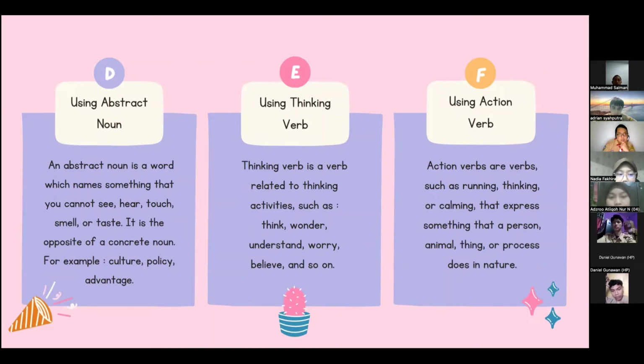E. Using thinking verb. Thinking verb is a verb related to thinking activities such as think, wonder, understand, worry, believe, and so on. F. Using action verb. Action verbs are verbs such as running, thinking, or calming that express something that a person, animal, thing, or process does in nature.